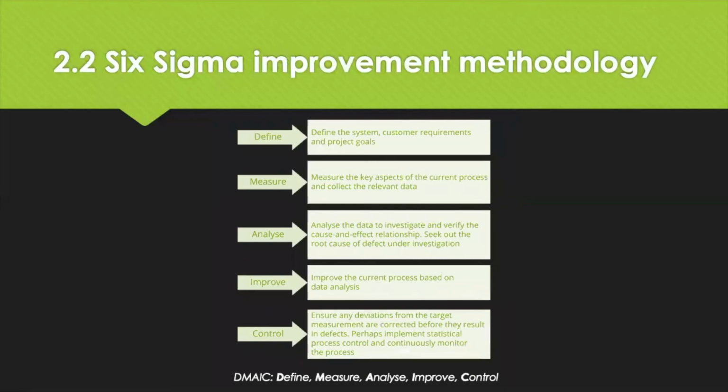Now, the Six Sigma improvement methodology is known as DMAIC. Define, measure, analyze, improve, control. Every component and subcomponent of a part should be free from defects. A Six Sigma process is where 99.999% of all opportunities to produce that component are free from defects. I think it allows for something like 3.4 defects per million.